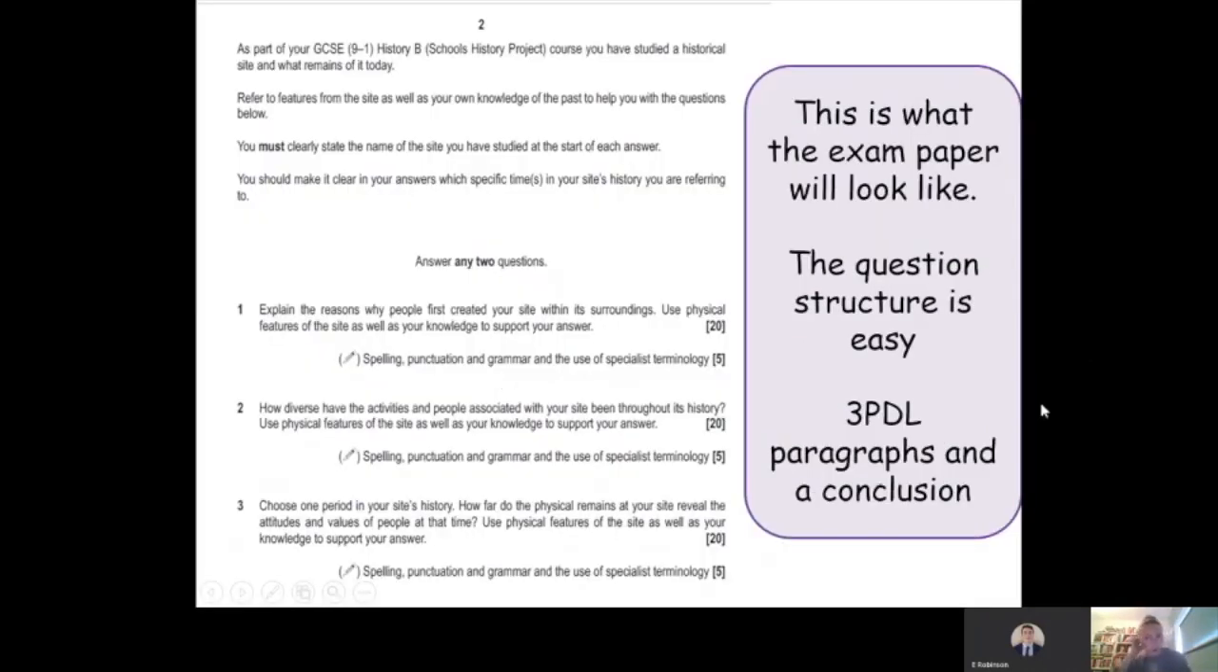So I just wanted to show you some examples of what the papers will look like. The question structure for these is really, really easy. They're essentially 10-mark questions worth 20 marks with a conclusion. So you do 3 point develop link paragraphs and you add a conclusion. Your paper will look exactly like this, and what you get is a blank answer booklet, and it just has at the top where your site is, and you just have to remember to write Skipton Castle.